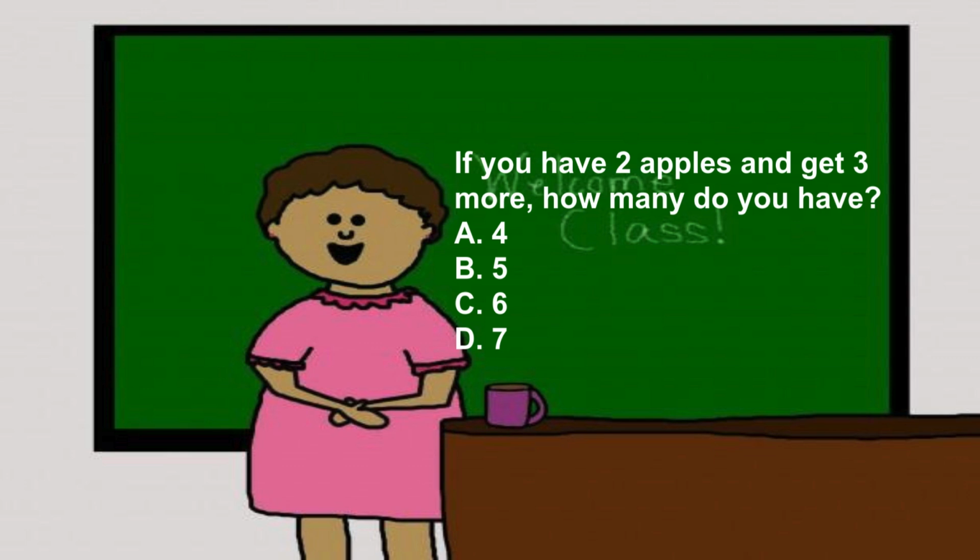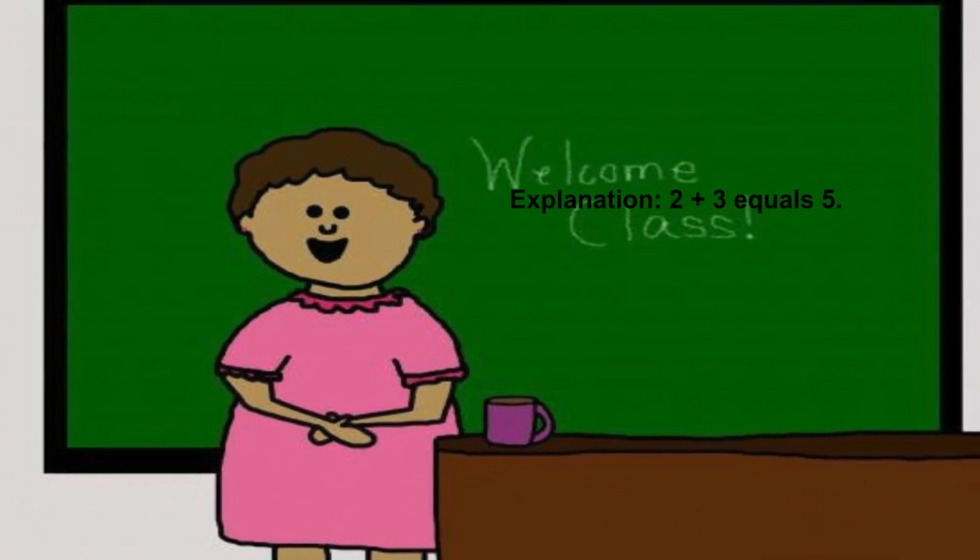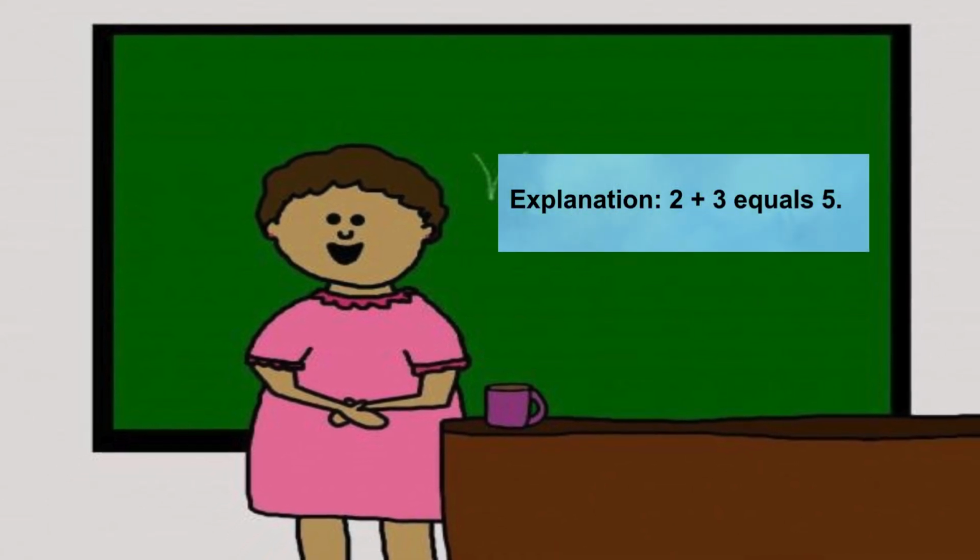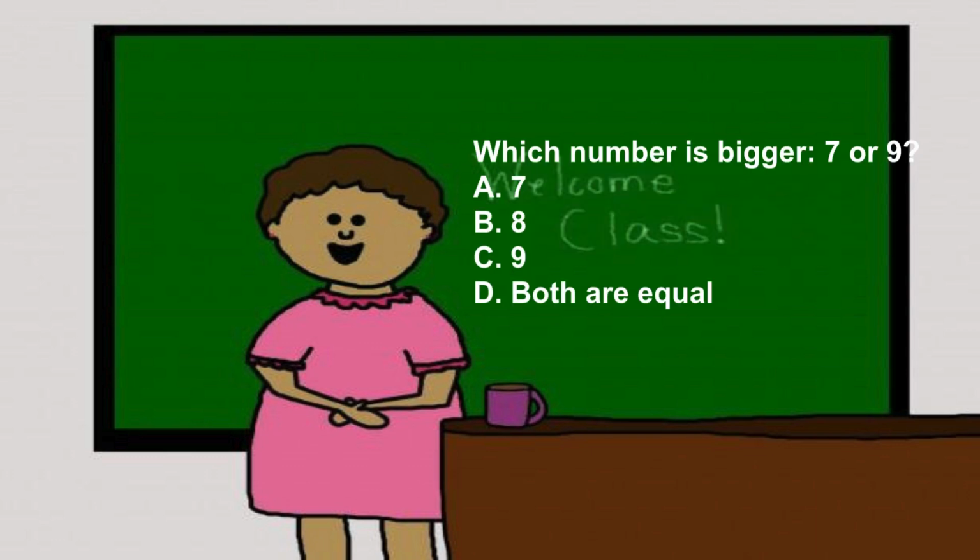If you have 2 apples and you get 3 more, how many do you have? 4, 5, 6 or 7? It's 5.